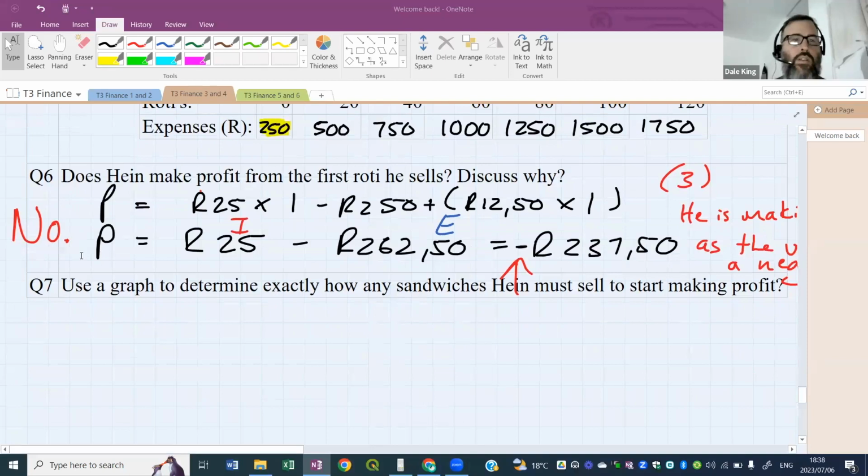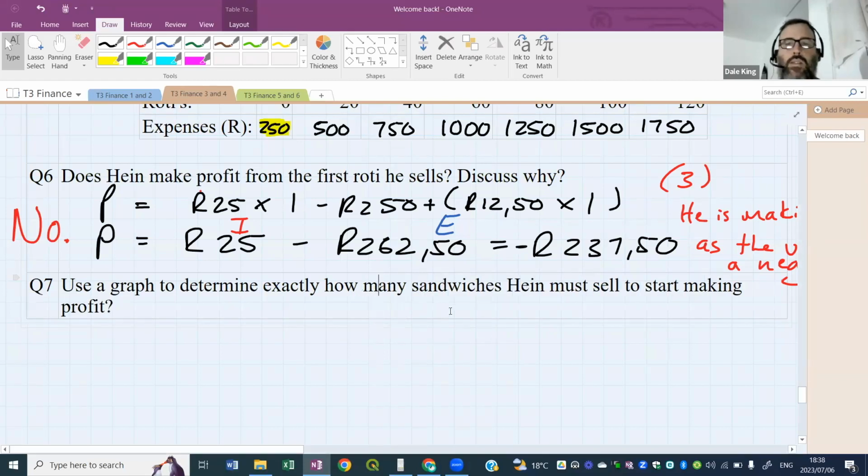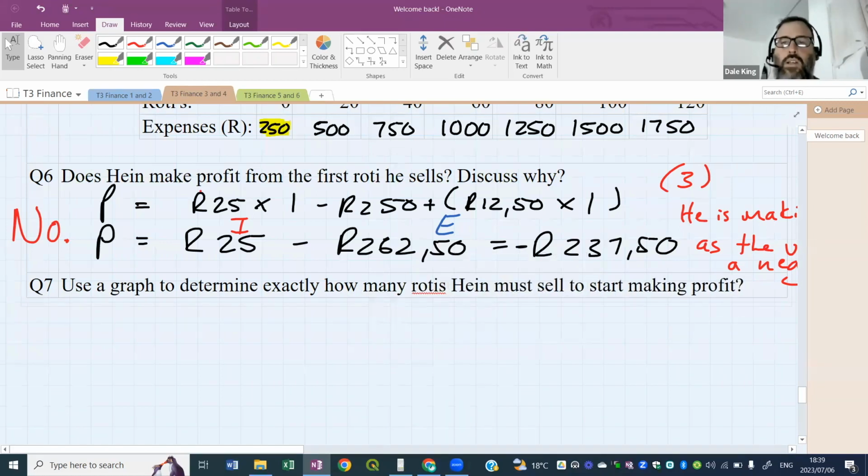We get to the final question. All right, the final question. This is the crux of tonight's lesson, so listen carefully. Question 7 says, use a graph. Now, you don't have a graph, but I've got a graph. Use a graph to determine exactly how many rotis Hein must sell to start making a profit.